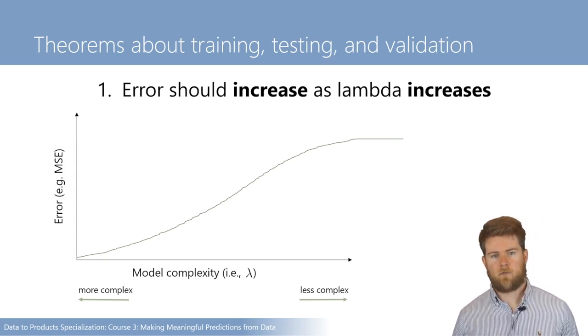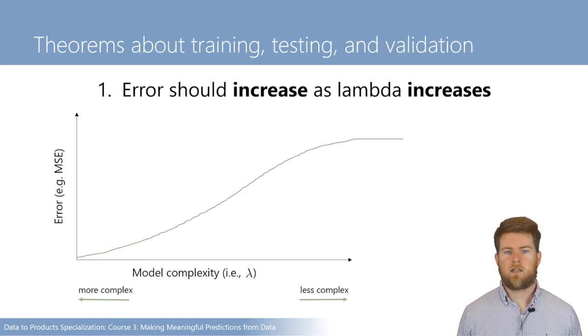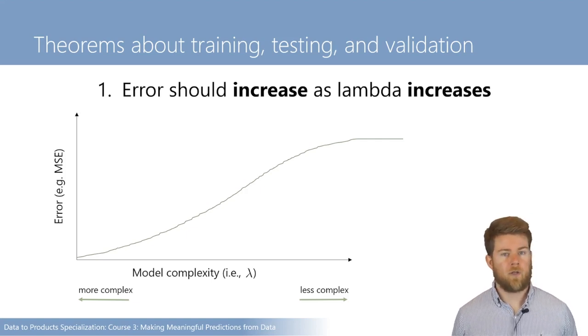So on the right-hand side of that plot, we have larger values of lambda. That means we're penalizing complexity more. In other words, we will have a less complex model. On the left-hand side of that plot, we're penalizing complexity less. In other words, we'll have a more complex model. In the extreme case, lambda is equal to 0. We would not be penalizing complexity at all. All we would be doing is trying to minimize our error, or our MSE, or something like that.